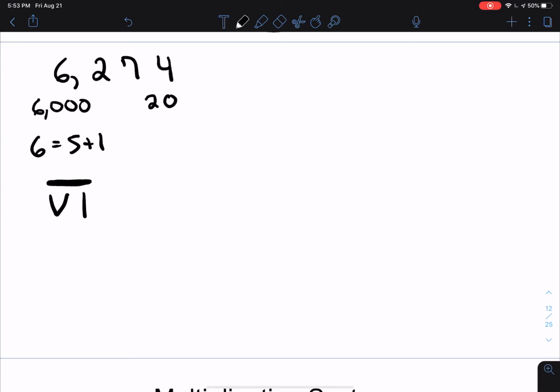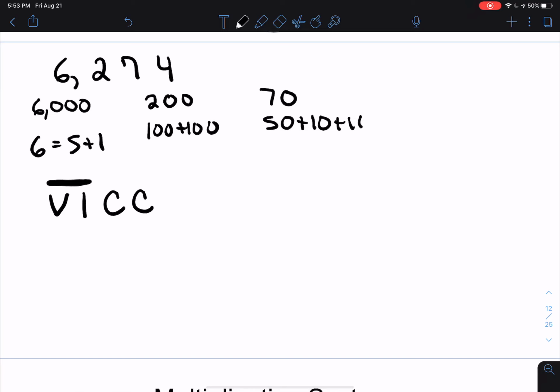Okay, then for 200, we can just do 2 C's, 100 plus 100. Then for 70, so we did 100 plus 100 for 200. For 70, we can do 50 plus 10 plus 10. So L is 50, X is 10, X is 10.